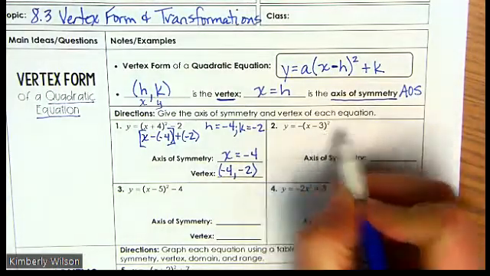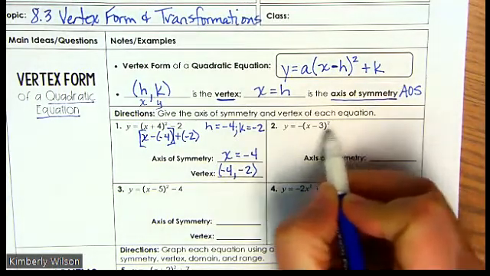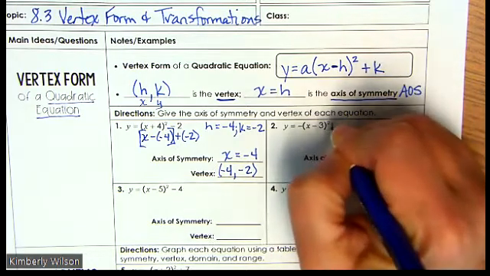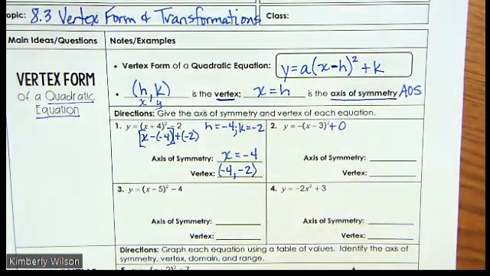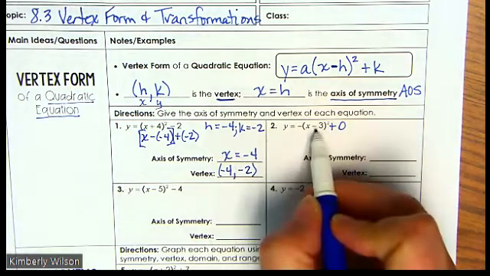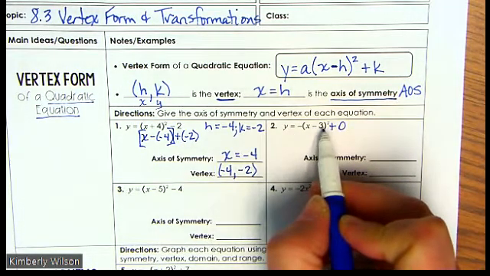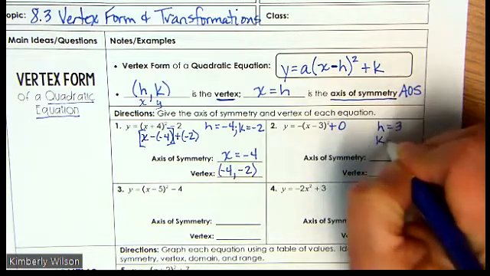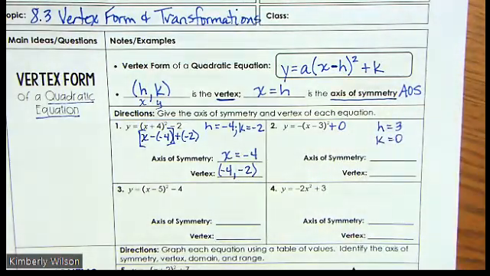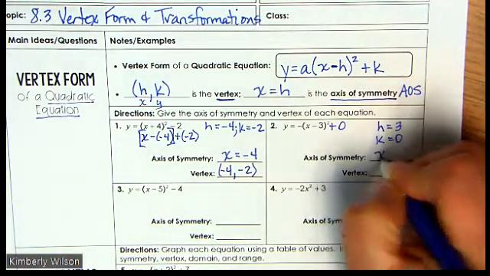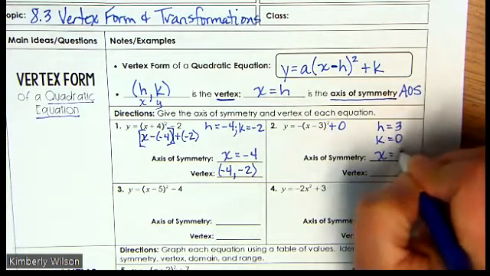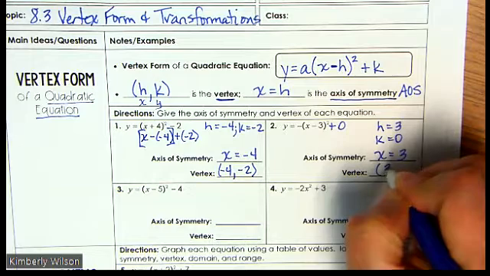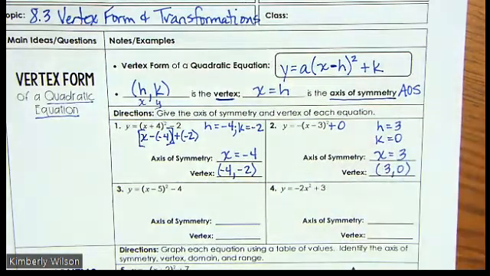If I'm looking at this, there is no k written. Well, since there is nothing added at the end, it is understood to be plus 0. Okay, this one's kind of easy because it's a minus 3. So I know right away that my h equals 3, and we just found out that my k equals 0. So my axis of symmetry is not h equals, it's x equals 3. The vertex is 3 comma 0.